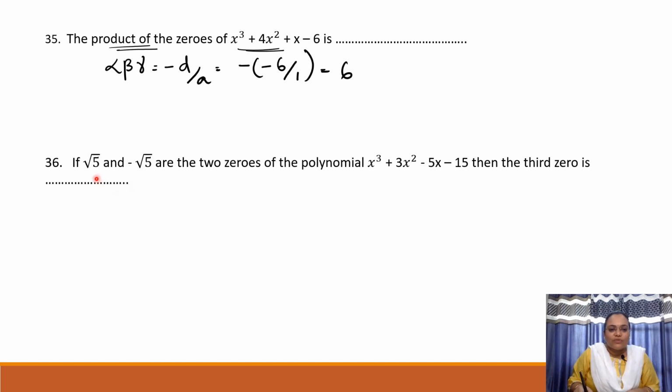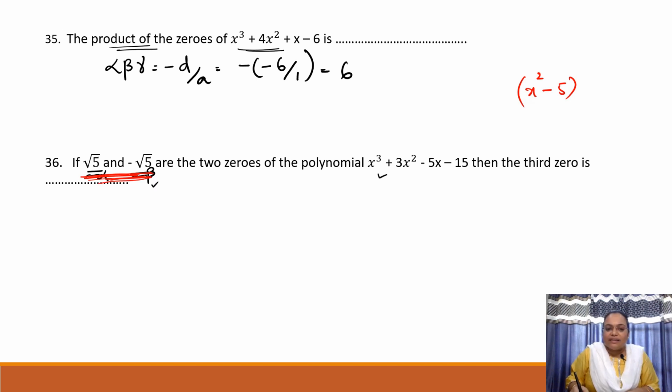The next one is, if root 5 and minus root 5 are the two zeros of the given polynomial, then we need to find the third zero. So, the two zeros they have given as root 5 and minus root 5. Let us take these as alpha and beta. If there are two zeros, what will be the equation? That will be x square minus 5. X square minus 5 will be the quadratic equation by using these two, alpha and beta.